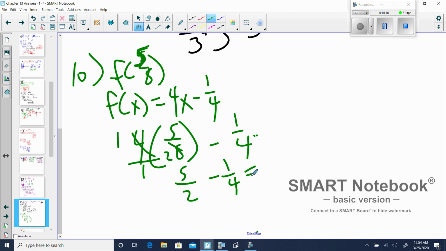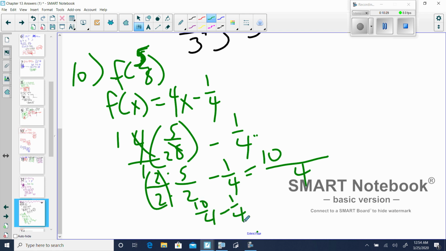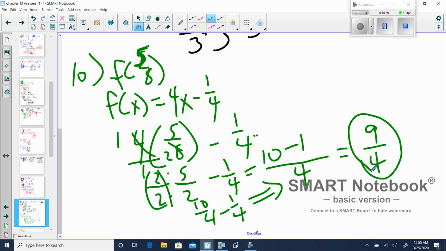So 5 halves is really, right, if we multiply 2 by 2, we have to do 5 times 2. Because what this is, guys, it's a weird version of 1, right? 2 halves. So 2 times 5 is 10. 2 times 2 is 4. So we have 10/4 minus 1/4, which I'm just writing as everything over 4. So 10/4 minus 1/4, 10 minus 1 is 9. And both things share the denominator of 4. So f of 5/8 is 9/4.